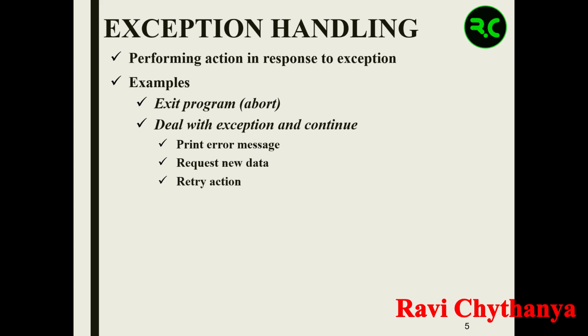Okay, so there are two ways to handle the exceptions. The first way is exiting the program directly. Normally we need a condition, we can directly get out of that, and we need to modify or rectify the code, and we need to execute that again. And the second way is to deal with the exception and continue. That can be done in three ways. We can print the error message to the user in an understandable way, the second one is requesting the new data, and the third one is retrying the action until an exception is not raised.